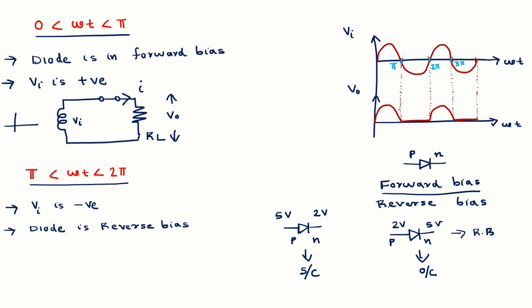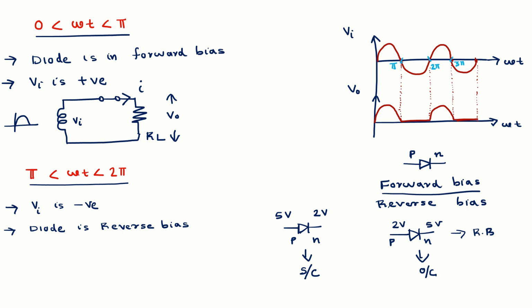What is the shape of Vi in the range 0 to pi? This is the shape. So the current I also has the same shape. This current I creates the voltage drop V naught across the load resistor. So V naught has the same shape as the input voltage Vi.